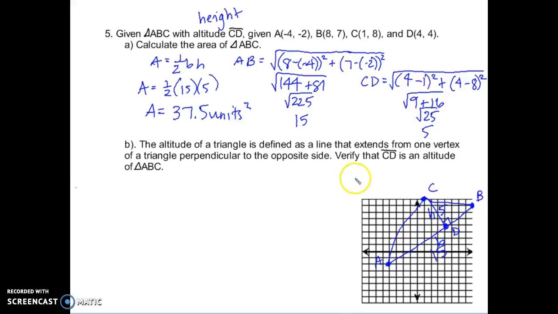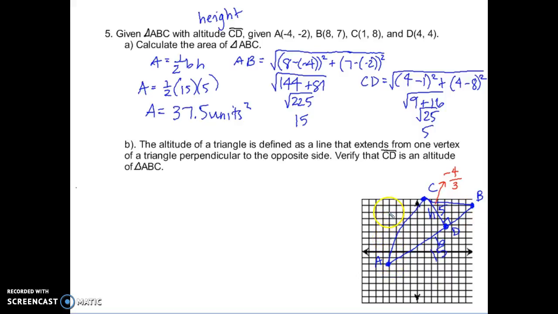Okay, then it wants to know, to verify that CD is indeed an altitude, which means it has to be perpendicular to the opposite side. So I'm just going to look at their slopes. If I look at the slope of CD, I start up here and I'm going to go down 4, right 3. So that's -4 over 3.